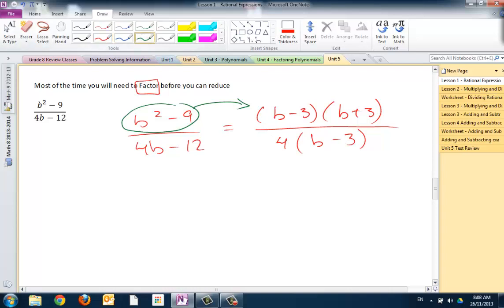Now I'm in a situation where I can do some simplifying. Remember, I have to take these pieces that are separated by an addition or subtraction sign as an entire piece, but if I keep them as an entire piece, I can cancel that entire piece. That means that I'm left with b plus 3 in the numerator and 4 in the denominator, and that would be the correct way of handling that rational expression.